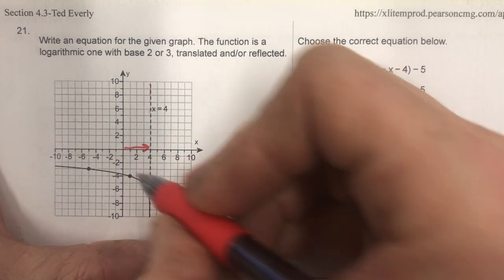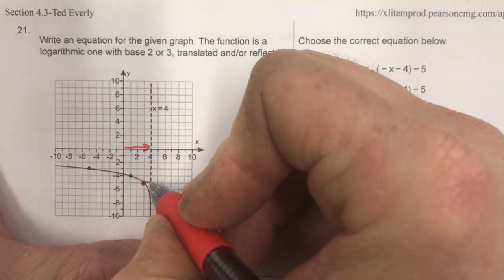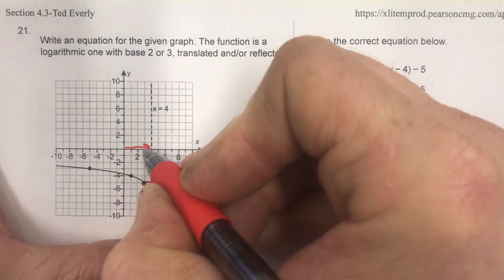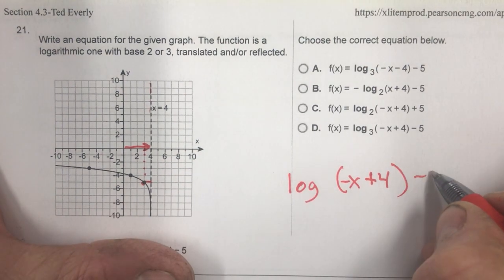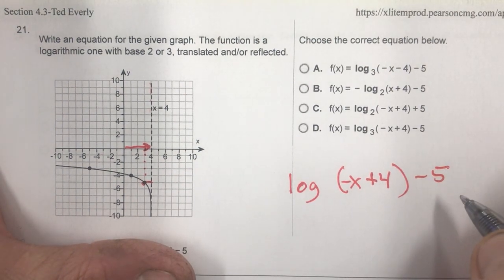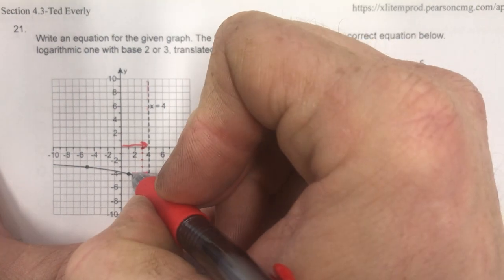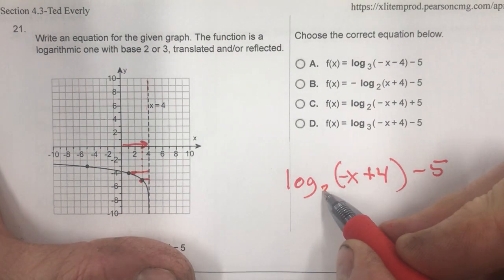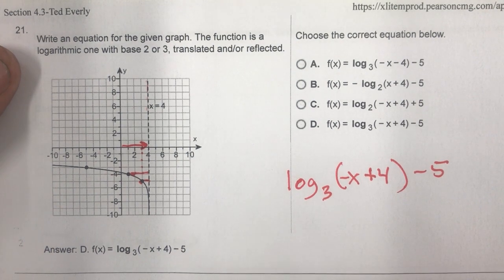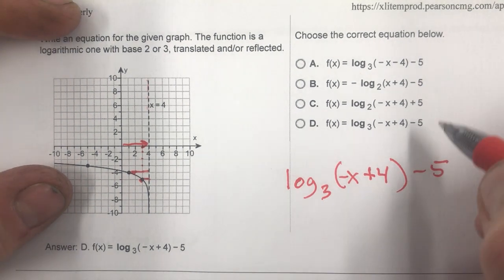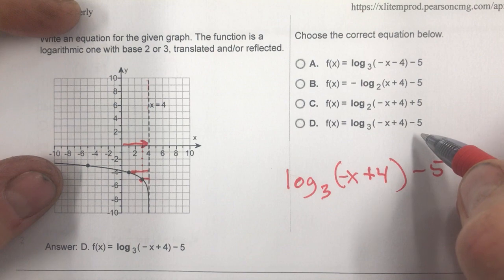Okay, and then you look for this point right here that's 1 over from the asymptote. Okay, usually it's on the axis here, so it's going down 1, 2, 3, 4, it's going down 5. And then you look at this next point up, it's over 3, so it's got to be a base 3. So there you go. The answer is this one here, isn't it?